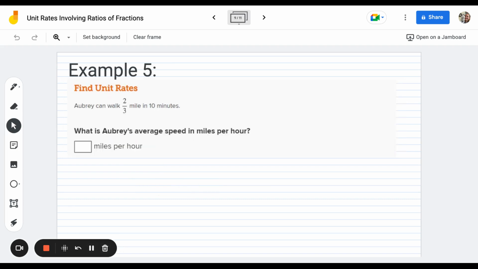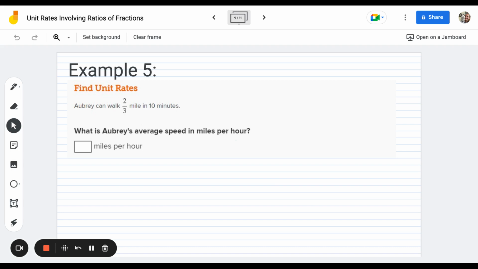All right, so for our last example in this video, we are again doing the same idea, and you're going to see that the question is very, very similar to the last problem. So in this one, it says we're going to find a unit rate, and it says Aubrey can walk 2/3 of a mile in 10 minutes. What is Aubrey's average speed in miles per hour?